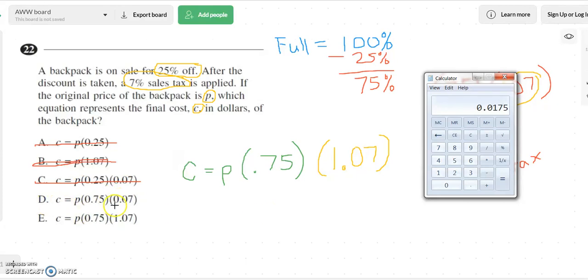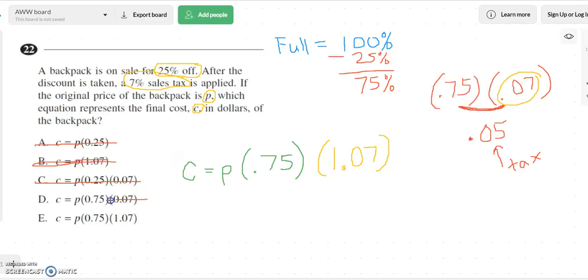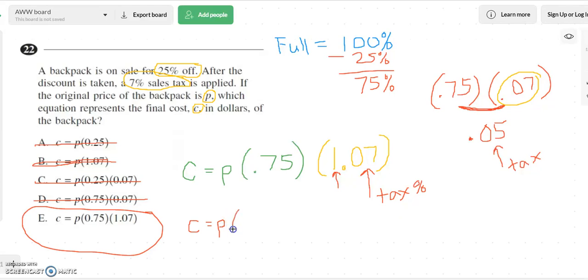The next one doesn't work for that very same reason, because P is the original price of the backpack. So what we would be doing here is taking the original price of the backpack, multiplying that by 0.75, and then multiplying it by 0.07, and that's not going to give us what we need. So the only answer that's going to work is this one, because the 1 right here represents 75, and the 0.07 represents the tax percent. So instead of writing the problem the way it should be written, it really should look like this, but HiSet decided to do it in a little bit more complicated way.